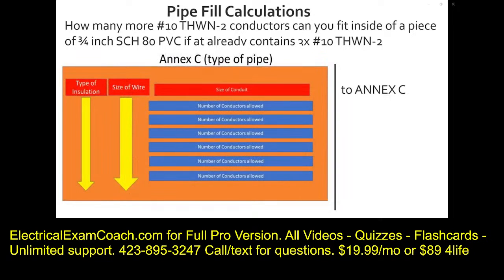Then when we get to the table, we're going to read the black bold heading to make sure that we're in the right table. We start on the left-hand side and we find our insulation type. Then we find our wire size. Then we come across the top and find our conduit size. And we're going to find that our starting value is 7. We have to minus the 3 conductors that we already have, and that's going to let us know that we can put 4 more.